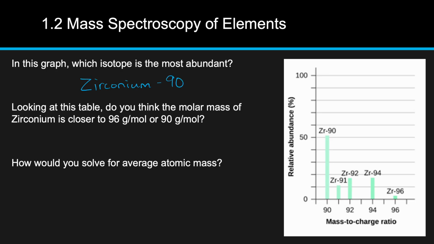Next question says, looking at this table, do you think the molar mass of zirconium is closer to 96 or closer to 90? Again, when we're interpreting these graphs, we can see that we have isotopes from 90 to 96. So we know our average atomic mass is going to be somewhere between 90 and 96. It can't be less than that range. It can't be more than that range. Now, as we can see, our most abundant isotope of zirconium is 90, which means our average atomic mass is going to stay on the lower end of that range. So we can guess that it's going to be closer to 90 than it is to 96.